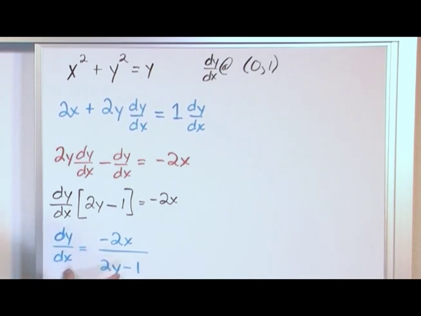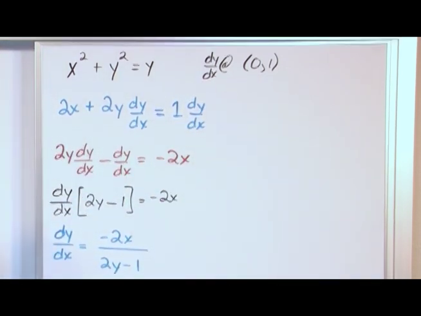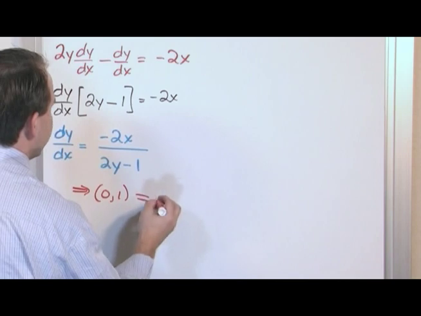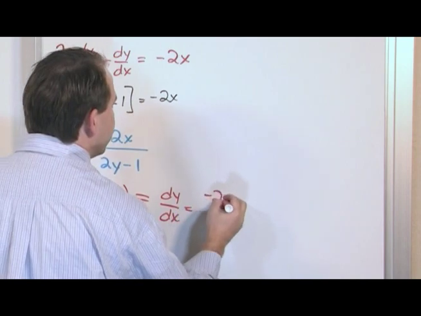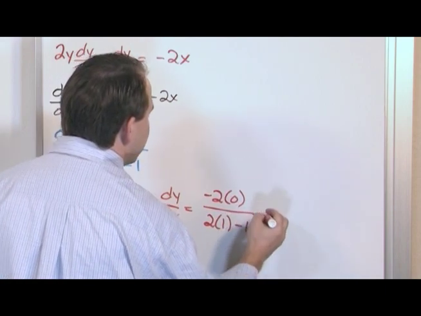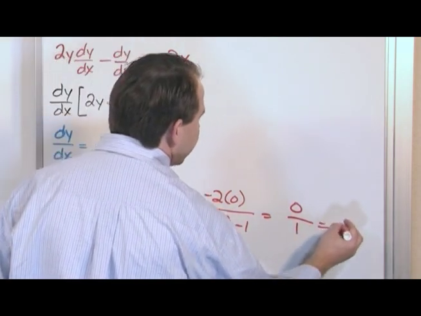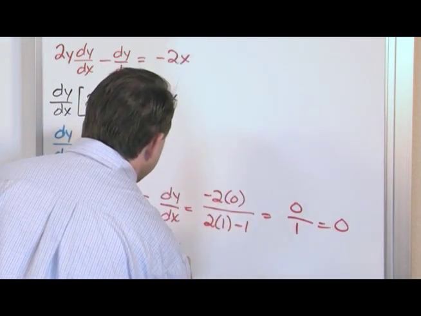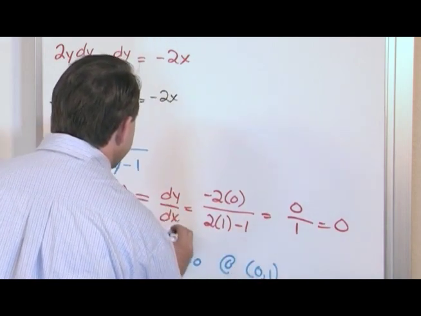But the problem didn't say just find the derivative. It said evaluate the derivative at (0, 1). So all we do is we say, okay, at (0, 1), here's what we get. dy/dx is equal to 0 for x, so we have negative 2 times 0, 1 for y, so 2 times 1 minus 1. So here we have 0 on top, and here we have 2 minus 1 is 1 on the bottom, so we get 0. So the answer is 0. So we say dy/dx is equal to 0 at the point (0, 1). That would be really how you write it down.